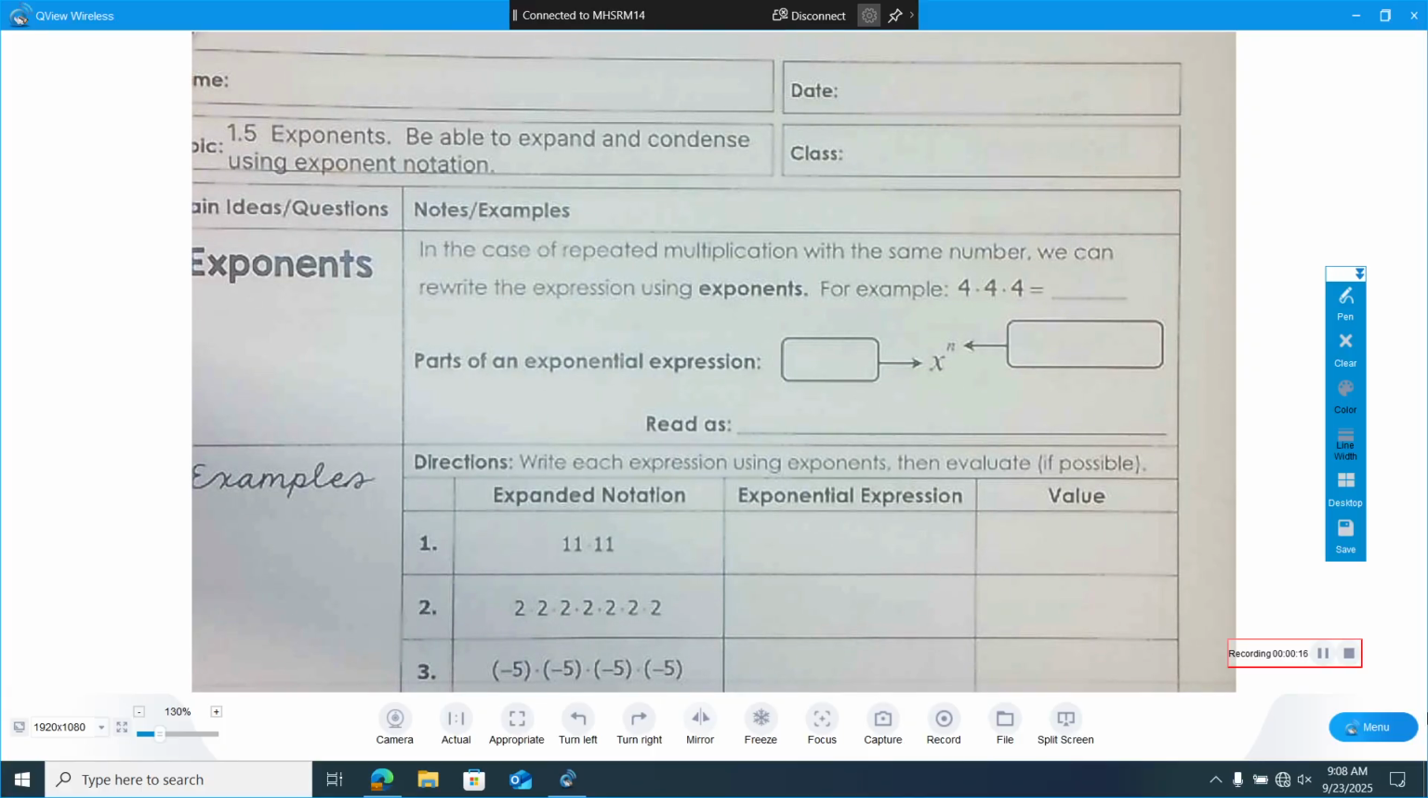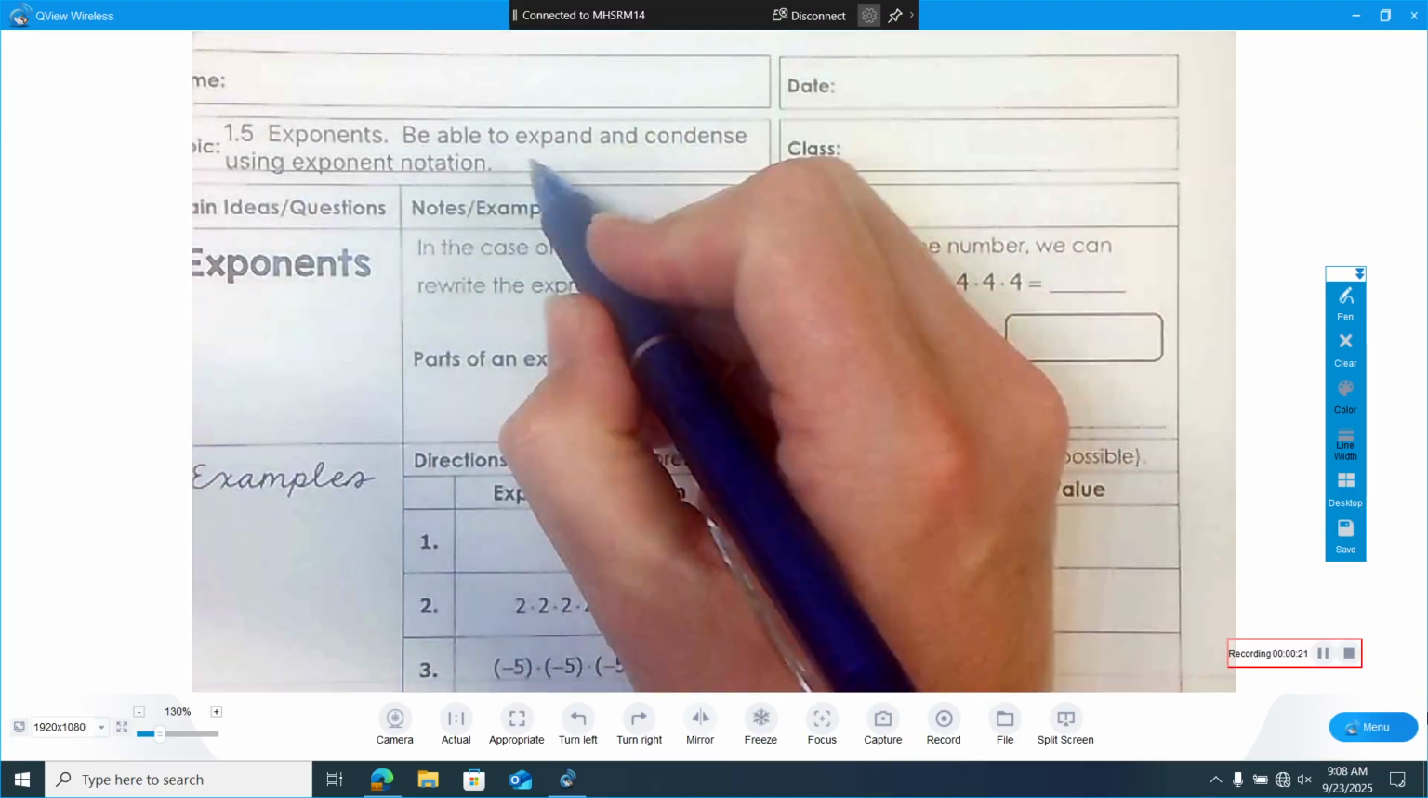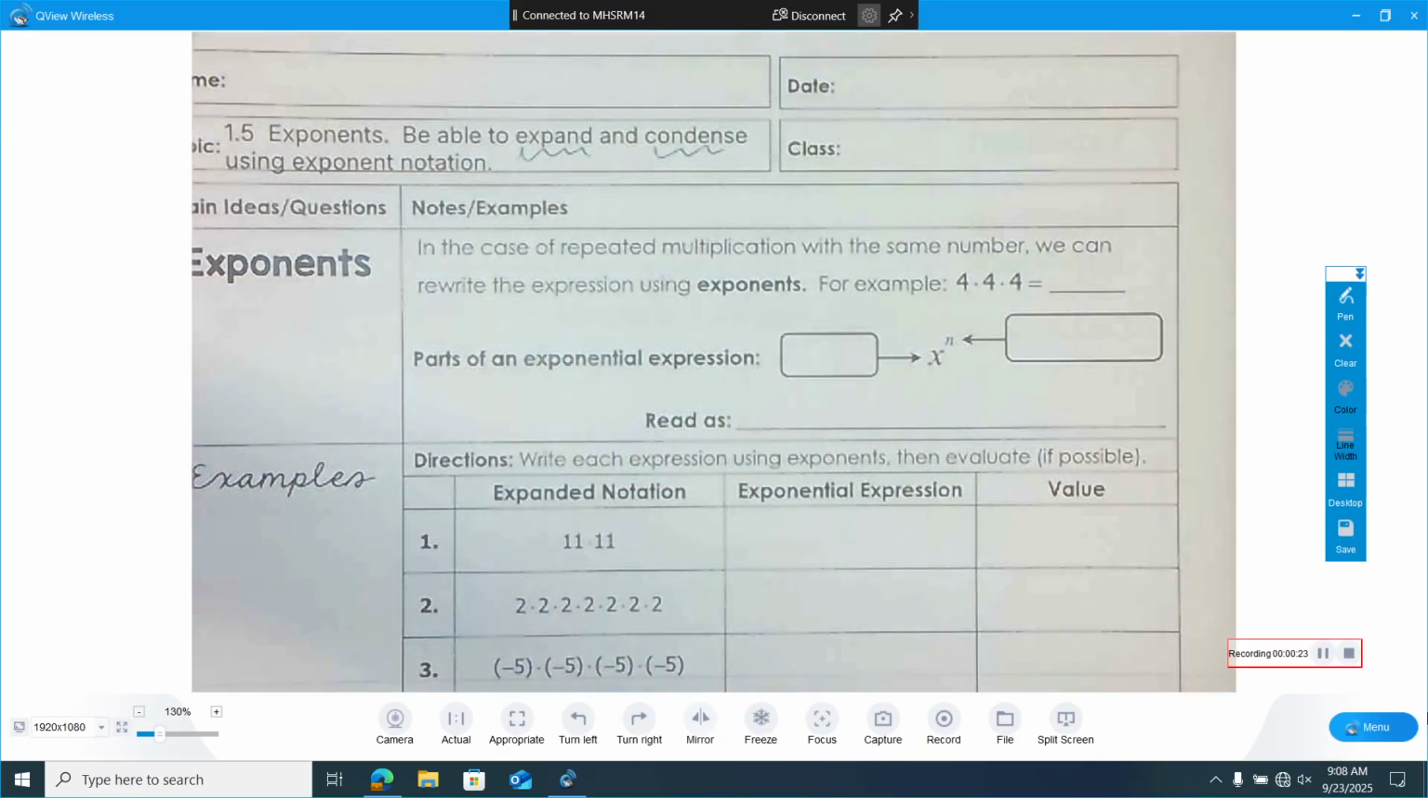All right, today we are using exponents to expand and condense expressions. If you understand what an exponent does and how you write it out, we expand it, we make it bigger. That's the best way to learn exponents. When I'm teaching pre-cal, I still go back to what it means when we have these exponents. And so, exponents.